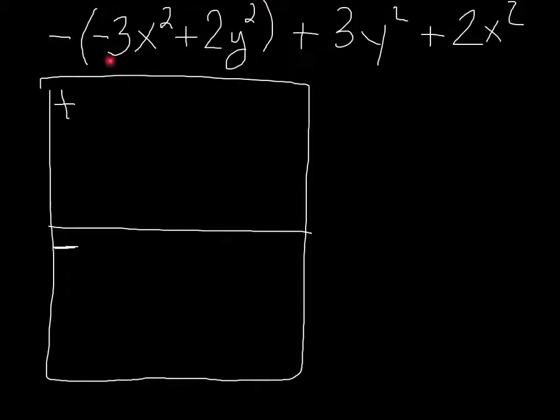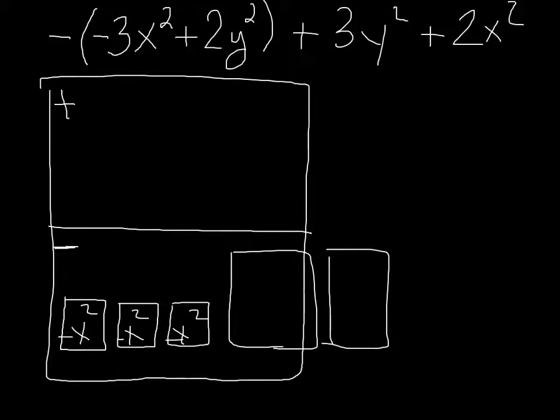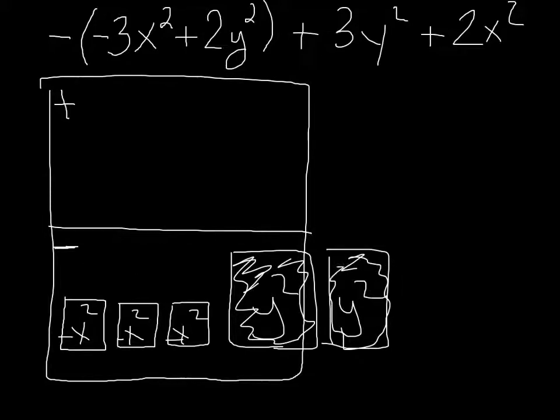So we got negative 3x squared. Let's draw negative 3x squared: 1, 2, 3 x squared, negative. I'm not shading them. Negative, negative, negative. What else am I drawing? I'm drawing 2y squares. So here we go. Y squares. And they are positive, so we're going to shade them in.